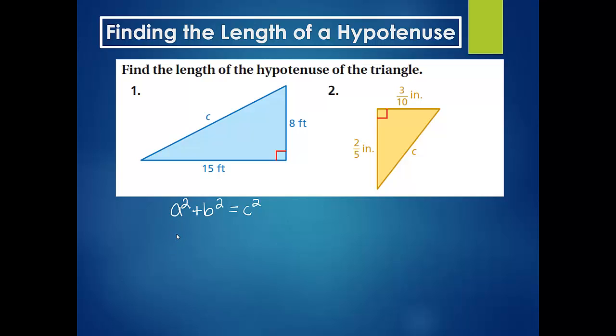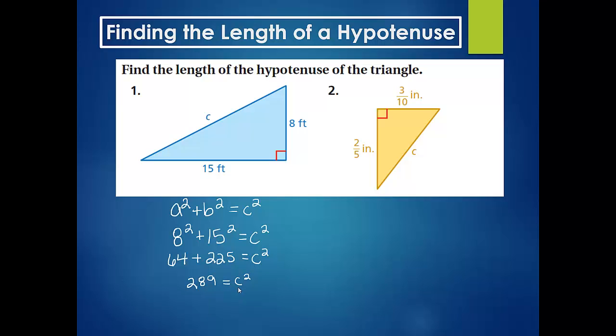So let's just say that a represents 8, so we have 8 squared. And then for b squared we have 15 squared, and that would then be equal to c squared. 8 squared is 64, plus 15 squared, which is 225, and that equals c squared. 64 plus 225 is 289, and that would be equal to c squared.